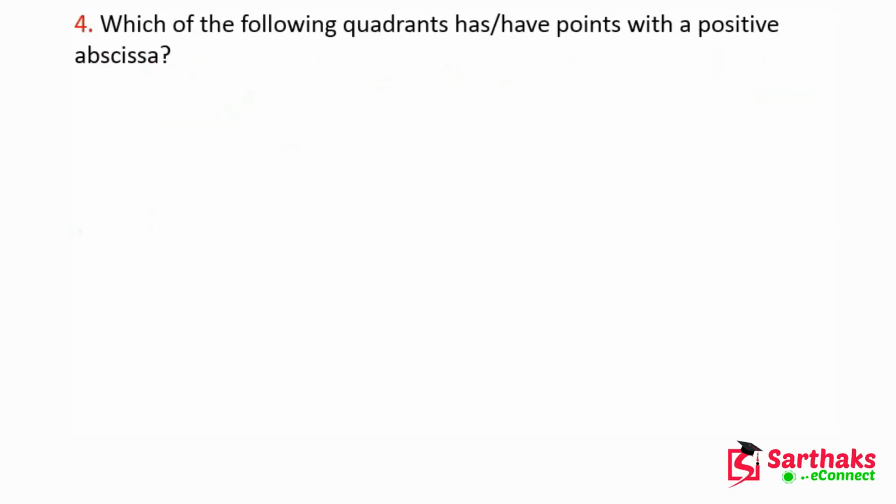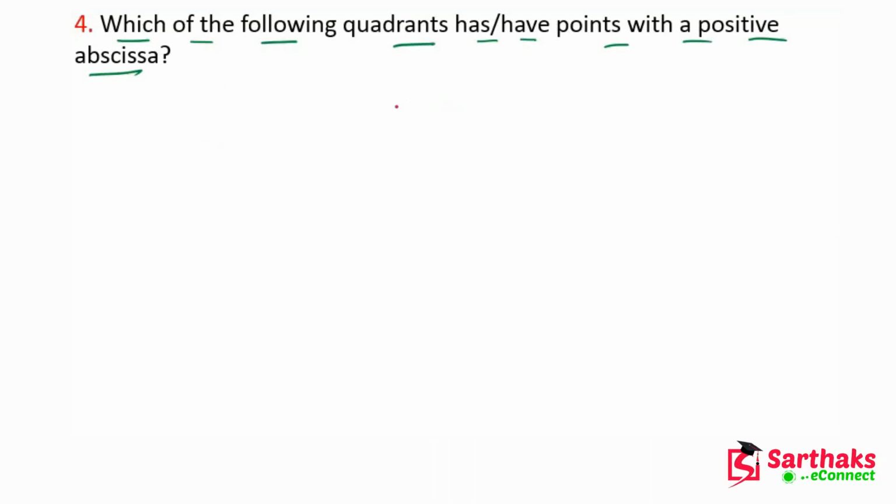Now, question number 4 is, which of the following quadrants has or have points with a positive abscissa? So now, my dear friends, we have to tell the quadrants which have the positive abscissa. What is abscissa? This is the coordinate of x, which means the x coordinate.